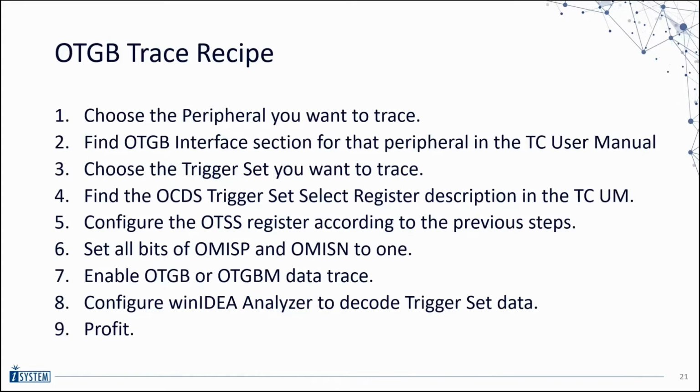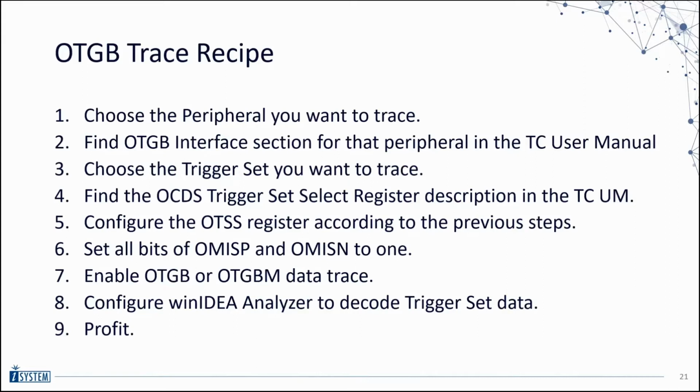So first, well, you have to know the peripheral you want to observe. Then, for that peripheral, find the OTGB interface section in the TriCore user manual. That section lists the available trigger sets and the signals they make available. Once you know the trigger set you want to record, find the OCDS Trigger Set Select register for the same peripheral. Use the OTSS register to select the trigger set you have chosen and specify the bus onto which you want to overlay the trigger set.